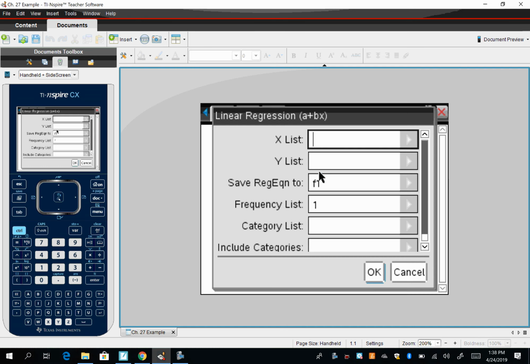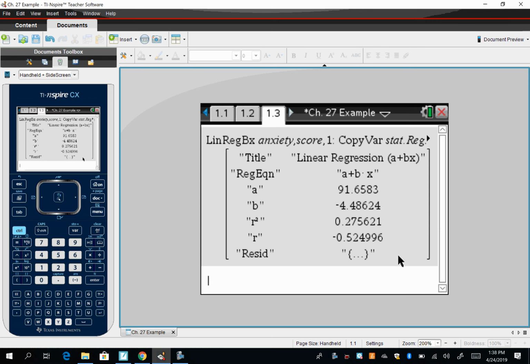Number 4. What was our explanatory, or X? Anxiety. Our response, or Y value? Score. Notice where it's saving the equation. I always tell students to check that out. Mine's saving in F1. I don't need anything else, and I'm ready to hit OK. Everybody okay? All right. Okay, so there is our model.